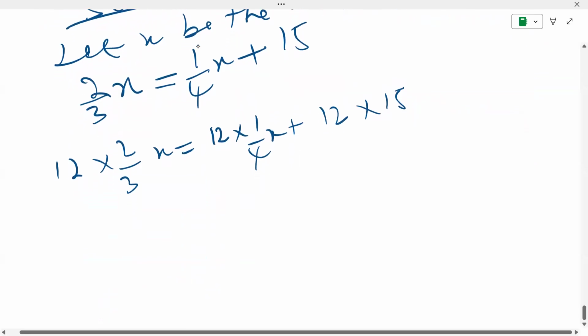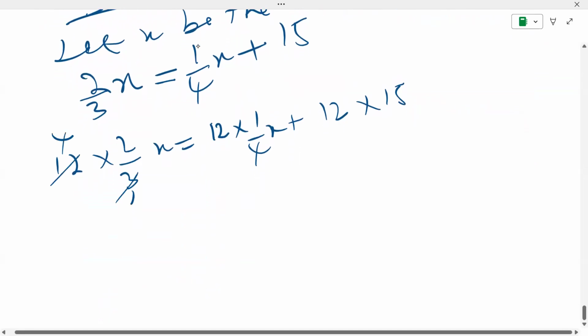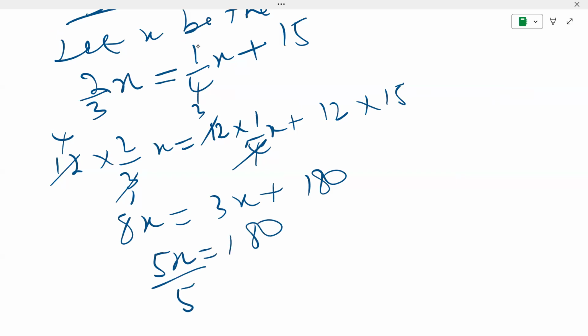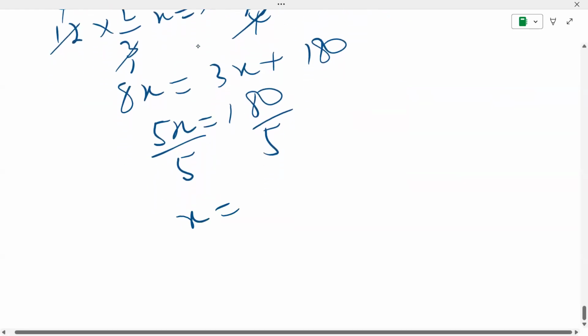Okay. So this 3 divided into 12 is 4, so we shall get 8x. This 4 goes into 12 three times, so we shall get 3x. And then 12 times 15 will give us 180. So rearranging, we subtract 3x from both sides, so we shall get 5x equals 180. We divide this by 5, we divide that by 5. So our x will give us 36.